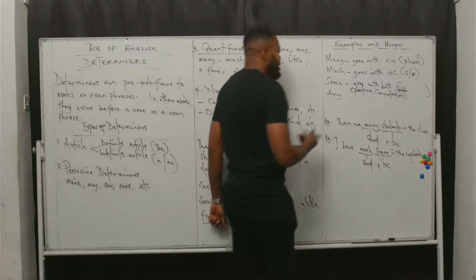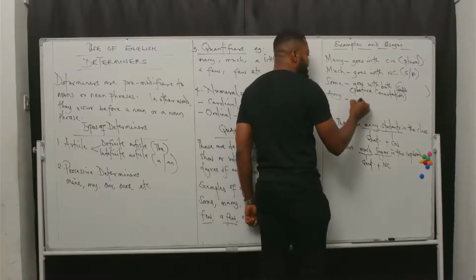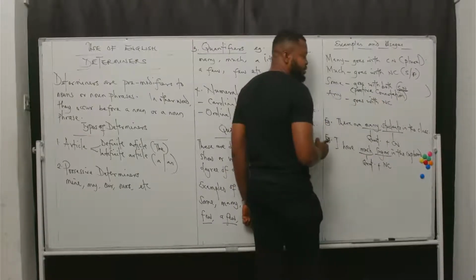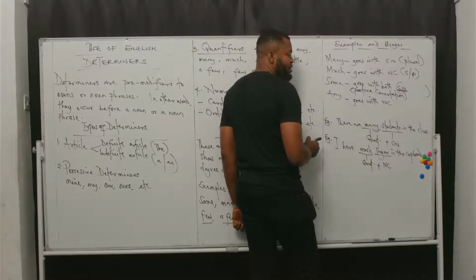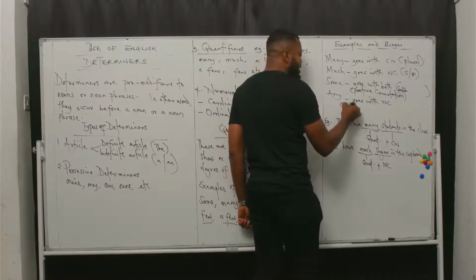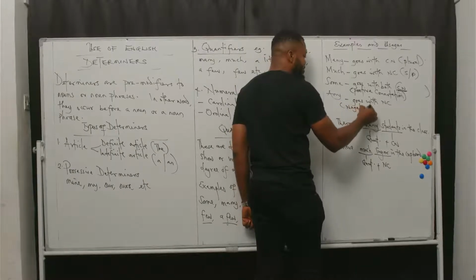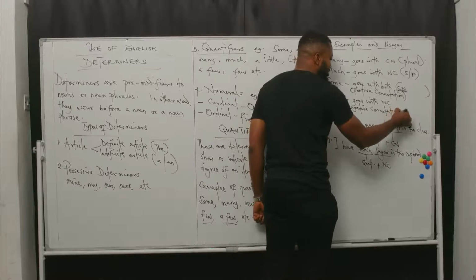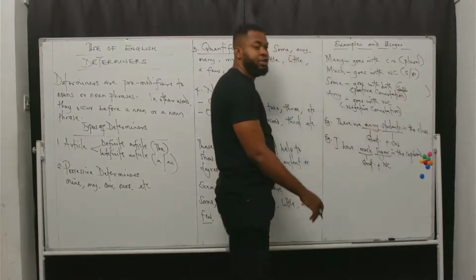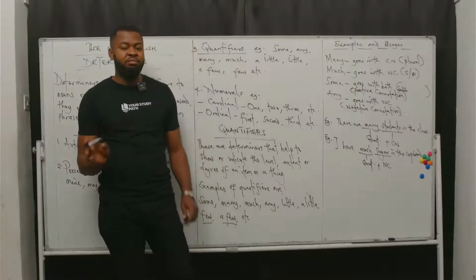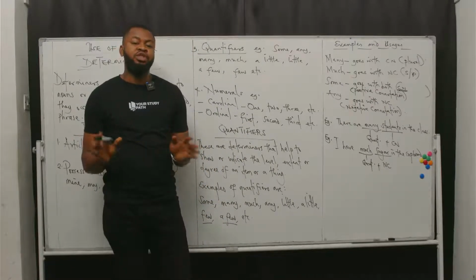Now, the next one is any. So any goes with non-counts. Please don't forget, it goes with non-counts. And then any shows what? Negative connotation. Yes, any shows negative connotation. It doesn't indicate a positive connotation at all.